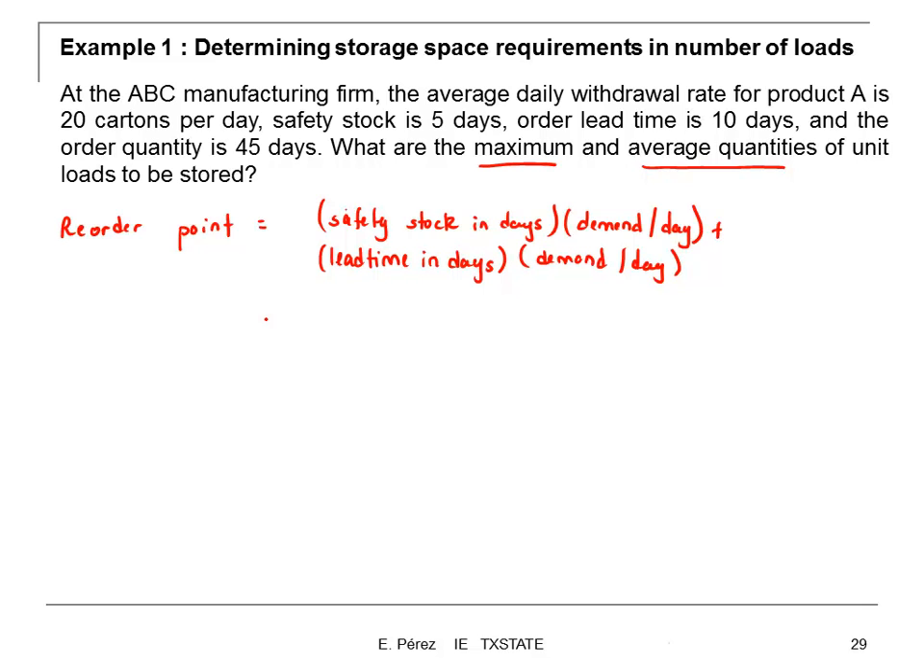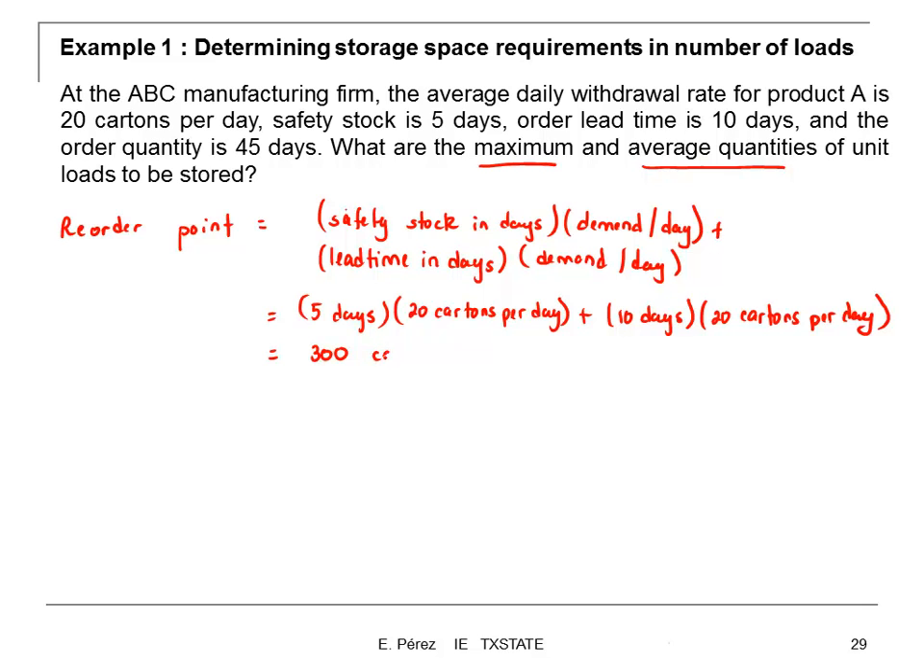So for this problem, the reorder point is 5 days times 20 cartons per day plus 10 days times 20 cartons per day. So the reorder point for this is 300.